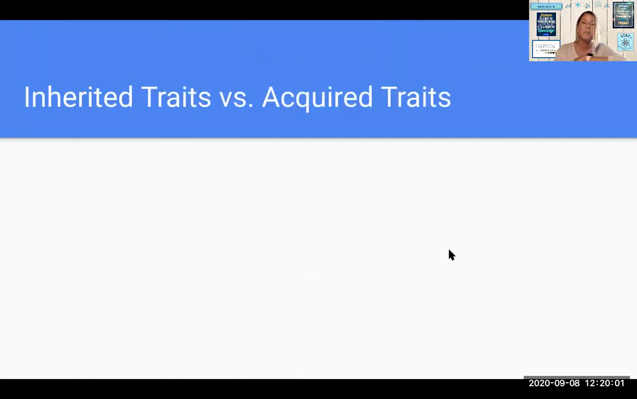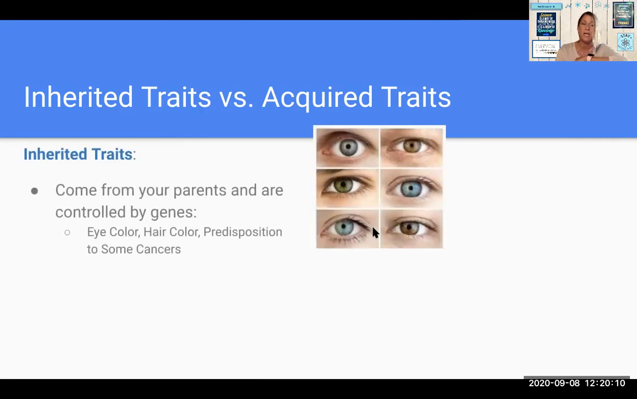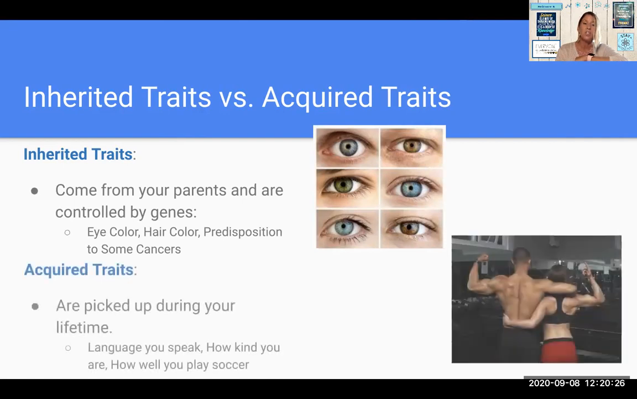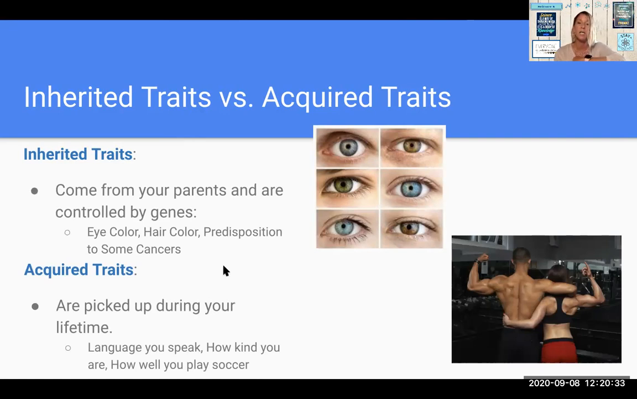All right, so let's talk about inherited traits versus acquired traits. This is an important distinction. So inherited traits, as you might guess, are inherited. So these traits come from your parents and are controlled by your genes. These could be things like eye color, hair color, predisposition to some types of cancer, things like that. Acquired traits, however, are traits that you pick up during your lifetime. So this could be languages you speak, how kind you are, how well you play soccer, things like that.